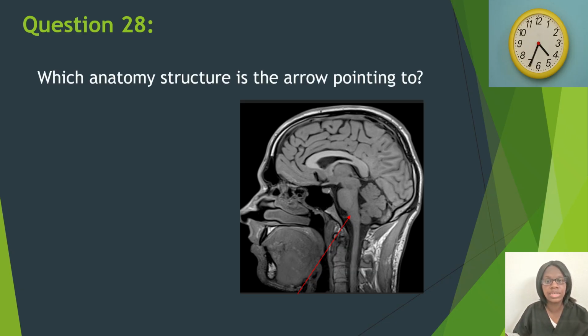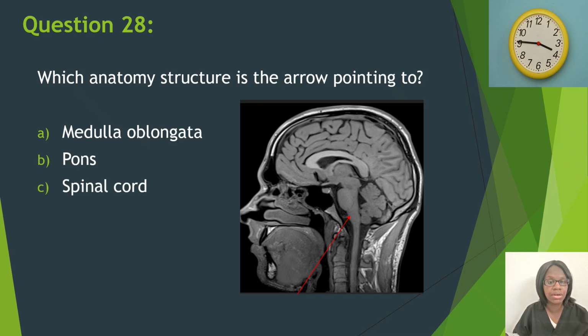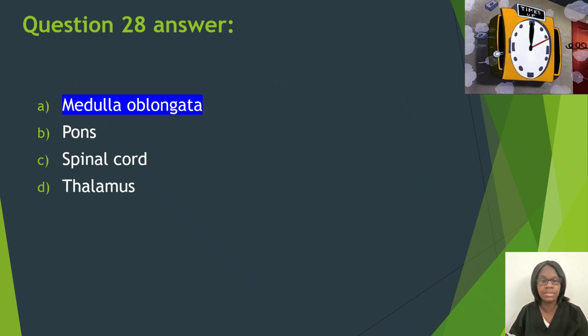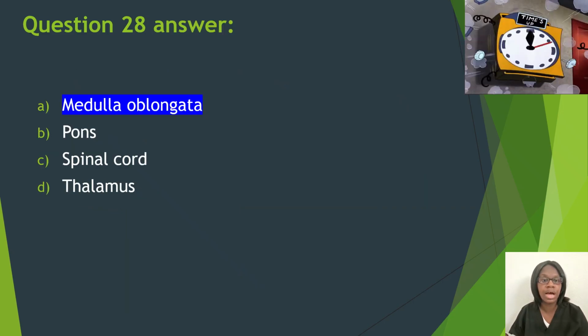All right, question 28. Which anatomy structure is the arrow pointing to? A, medulla oblongata, B, pons, C, spinal cord, D, thalamus. All right, the correct answer is A, medulla oblongata.